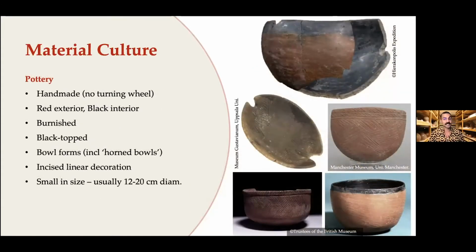They produced distinctive types of pottery, mostly open bowl forms, which were made by hand without the use of a potter's wheel. Generally speaking, Pangrave pottery was quite fine and well made, with thin walls, burnished and red on the outside, black on the inside, and they often have black tops, and sometimes they have incised decoration in simple linear geometric patterns. The repertoire is almost entirely bowl-shaped vessels, including these so-called horned bowls, which are unique to the Pangrave ceramic tradition and easily recognizable by their distinctive horns.